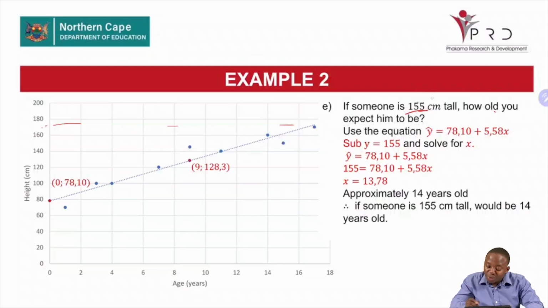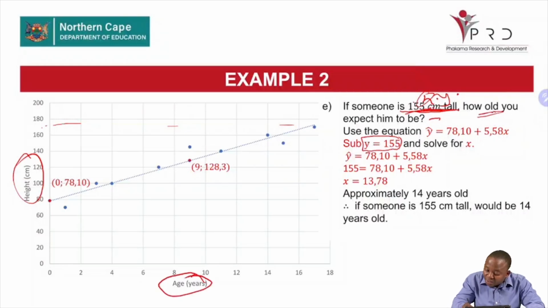In this case, we will use the equation y is equal to 78.10 plus 5.58x and substitute in the space of y. If someone is 155 centimeters, what is this? This is my height, and height is on the y-axis. So this 155 centimeters will represent my y value. How old? That's age, so it's on the x. So we are solving for x. We are given y, solve for x.